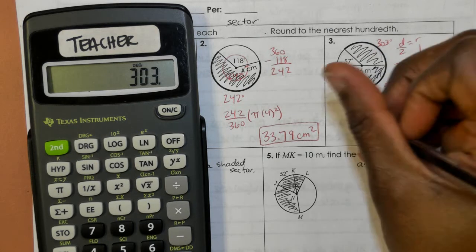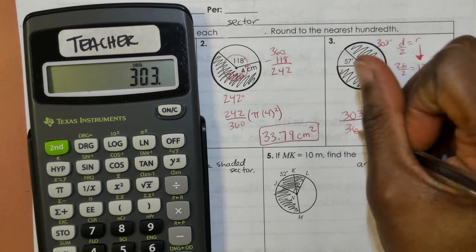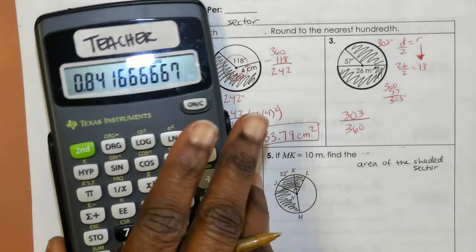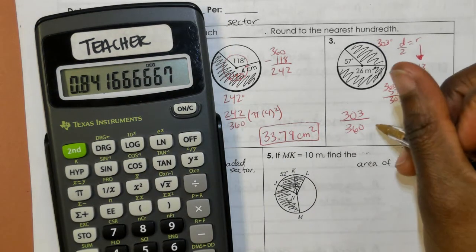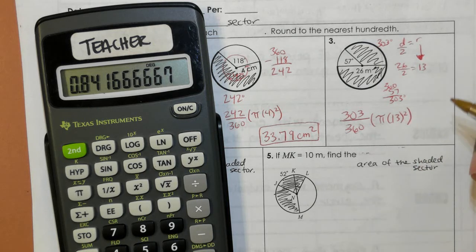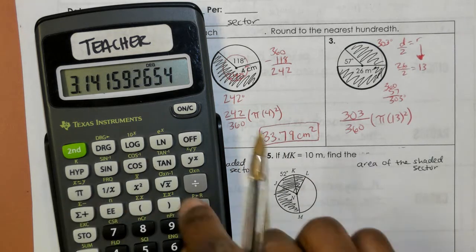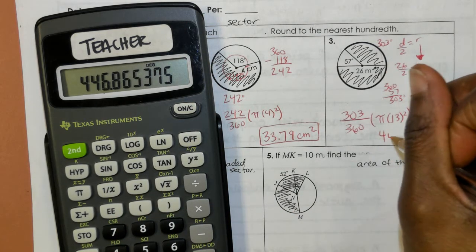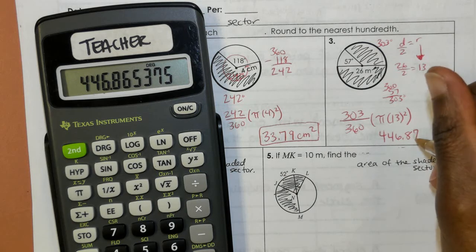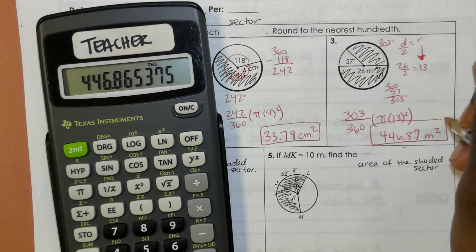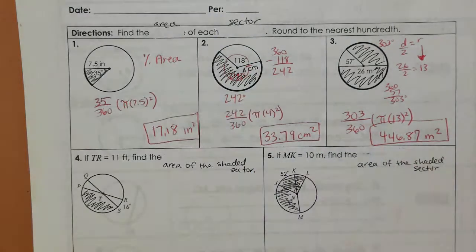Okay, so we want to figure out how much 303 is out of the full circle. What percentage of the circle are we working with? It is 84% of the circle, so that's what that means, 84% of the circle. Multiplying it by the area of the circle, which is pi r squared. That formula is on the front. So multiplying it by the area is about 446.87 meters squared. Okay, so these are all pretty much the same process after that.